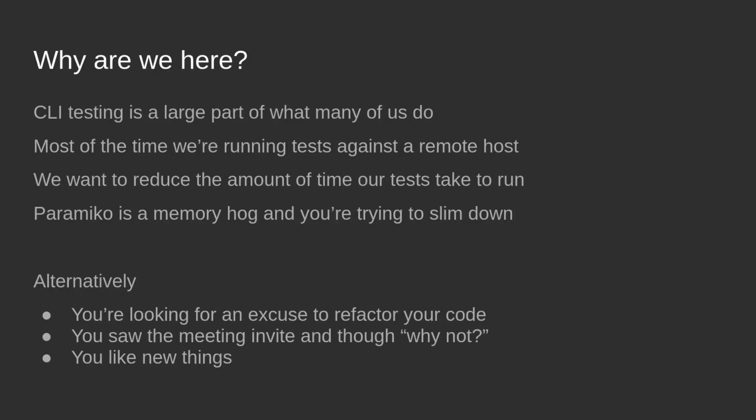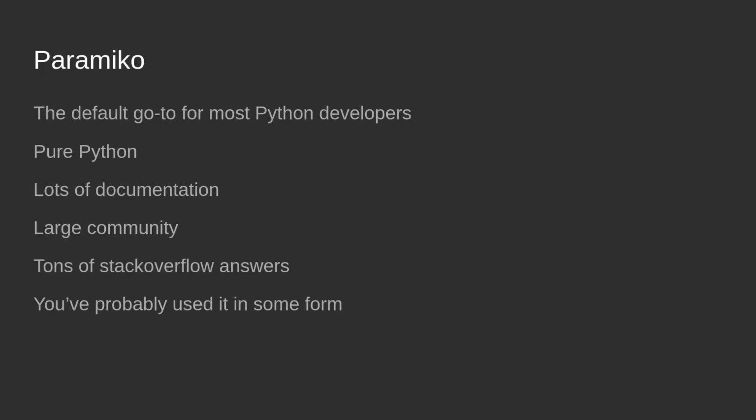For those of you that have been using Paramiko or currently are, you may have noticed that Paramiko is a little slow and also a memory hog. Maybe you're running things within containers and you'd like to slim it down so you can parallelize as much as possible. Alternatively, you may be here just because you're looking for an excuse to refactor your code, you saw a meeting invite and said, hey, that seems interesting, or you just like new things in general. If you're here for any other reason, you can throw it in chat. I do have chat open so I can see what you're saying.